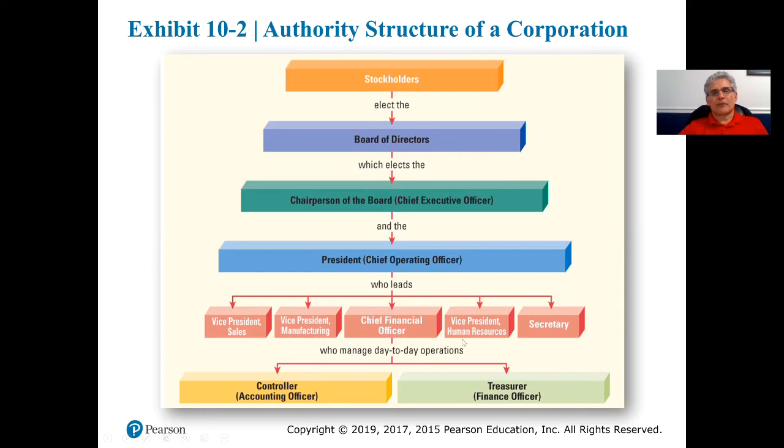The CEO then identifies a president or chief operating officer, and then the chief operating officer identifies vice presidents for the various areas, including sales, manufacturing, finances, which is referred to as a chief financial officer or CFO, human resources, and then you also may identify a secretary. Under the chief financial officer, this is obviously an accounting course, so we're going to focus in on the financial aspects of a corporation. Under the chief financial officer, you will identify a controller, who is the accounting officer, and the treasurer, who is considered to be the finance officer.